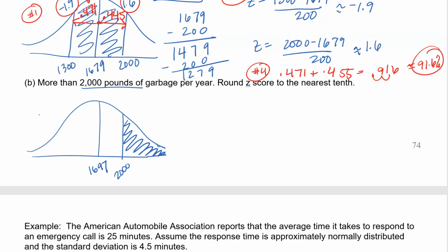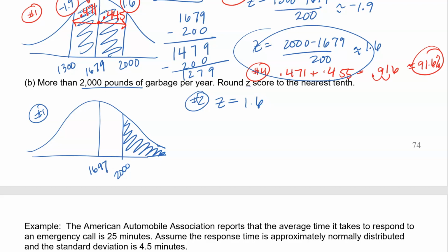In order to find the area, okay, so step 1 was to draw the picture. Step 2 is going to find the z-score of 2,000. Well, I already know the z-score for 2,000. So the z-score for 2,000, we did it above here, is 1.6. So I'm going to look up on the table, which I did before. So step 3, find the area. So the area for 1.6 is 0.445, and that's the area.